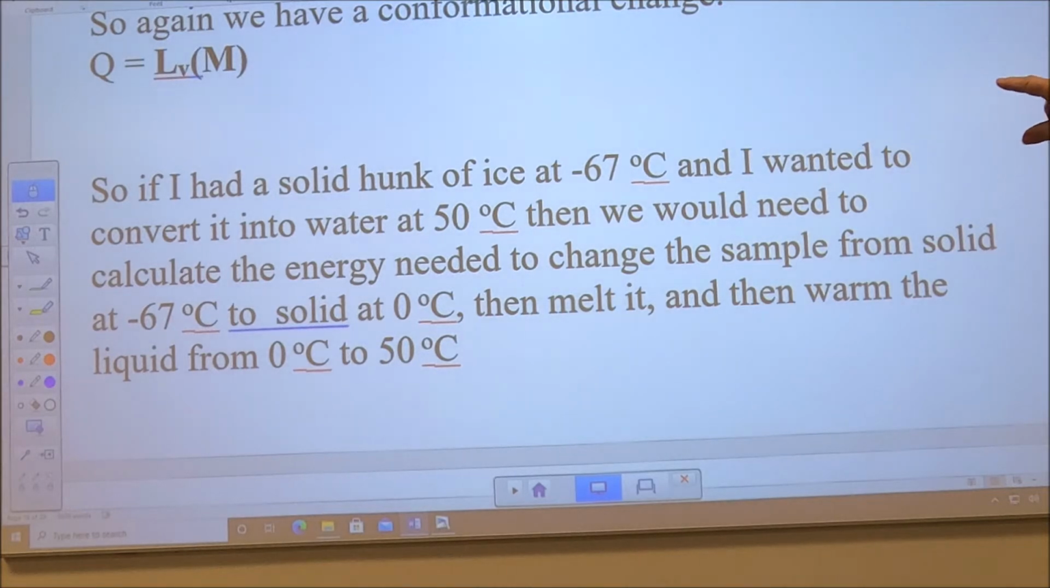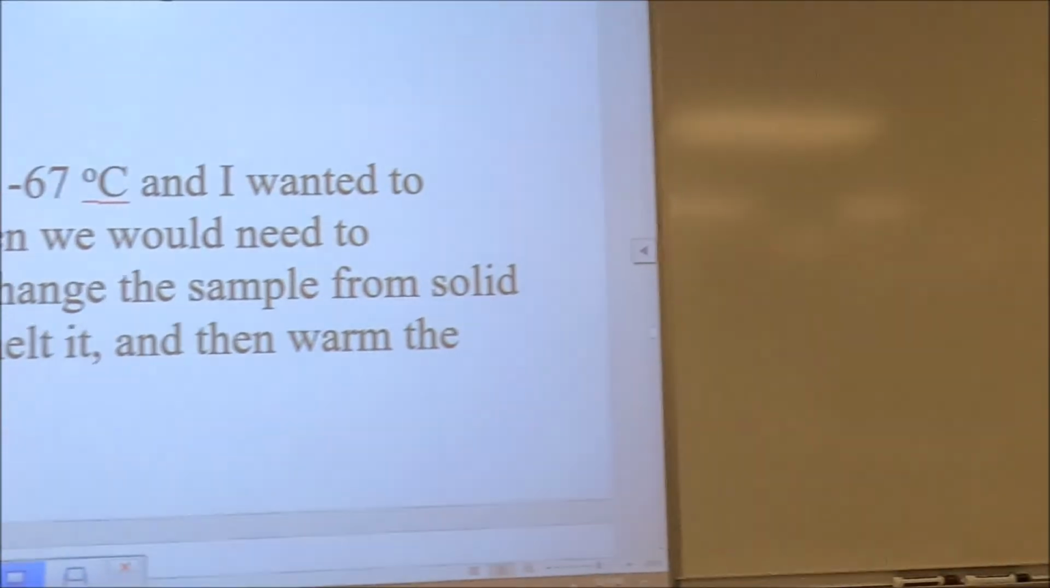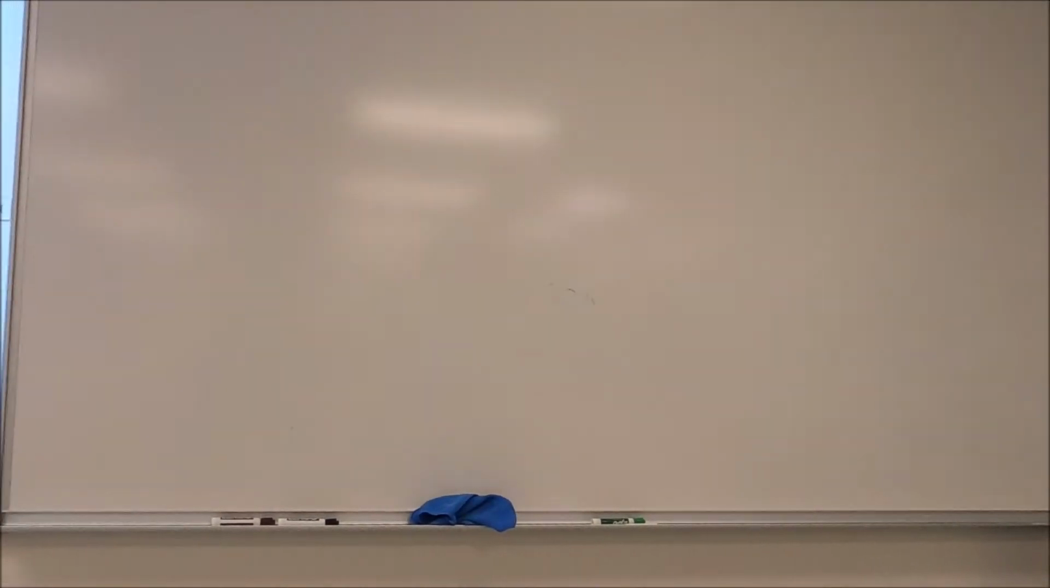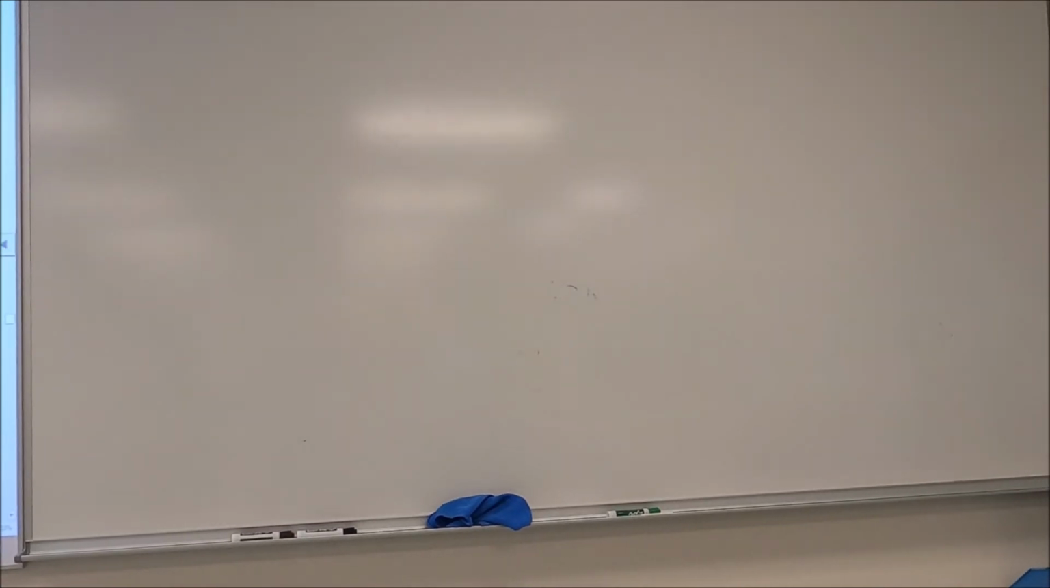So we're going to take a hunk of ice from minus 67 degrees C and convert it to water at 50 degrees C. And then let's take it to water at 100 degrees C and let's evaporate it. Well, this one says minus 67 up to 50 degrees C. So let's start looking at this. Sorry if I'm making you guys dizzy. All right, here we go.